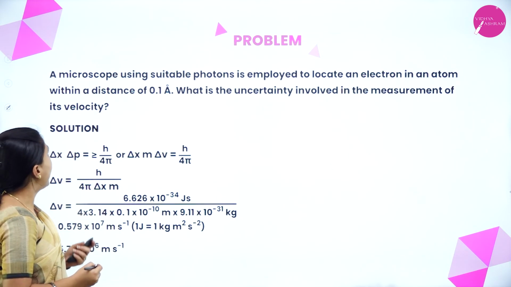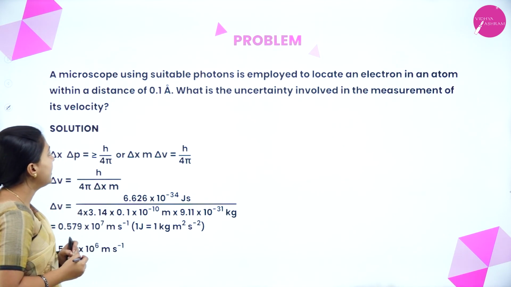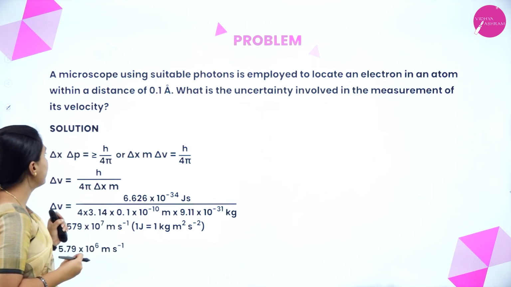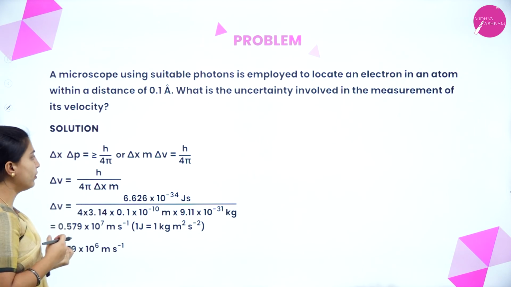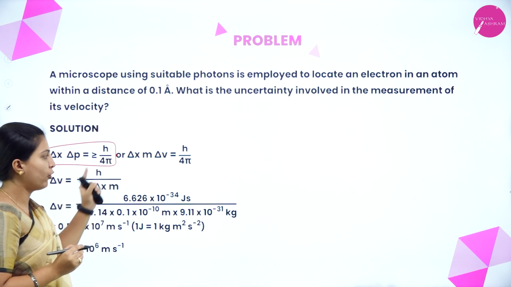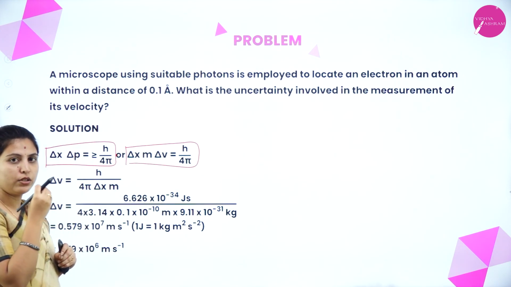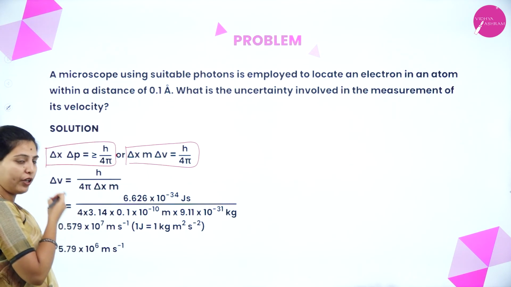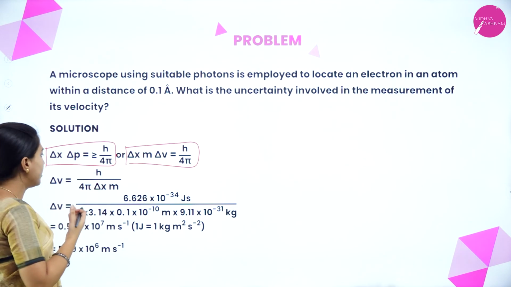Next, a microscope using suitable photons is employed to locate an electron in an atom within a distance of 0.1 angstrom. What is the uncertainty involved in the measurement of its velocity? Here, uncertainty means we have to use the Heisenberg uncertainty principle. What does it mean? Delta x into delta p equals h by 4 pi, or delta x into m delta v equals h by 4 pi. We have to find out the velocity, so we have taken it outside. So, it will become h by 4 pi into delta x into mass.